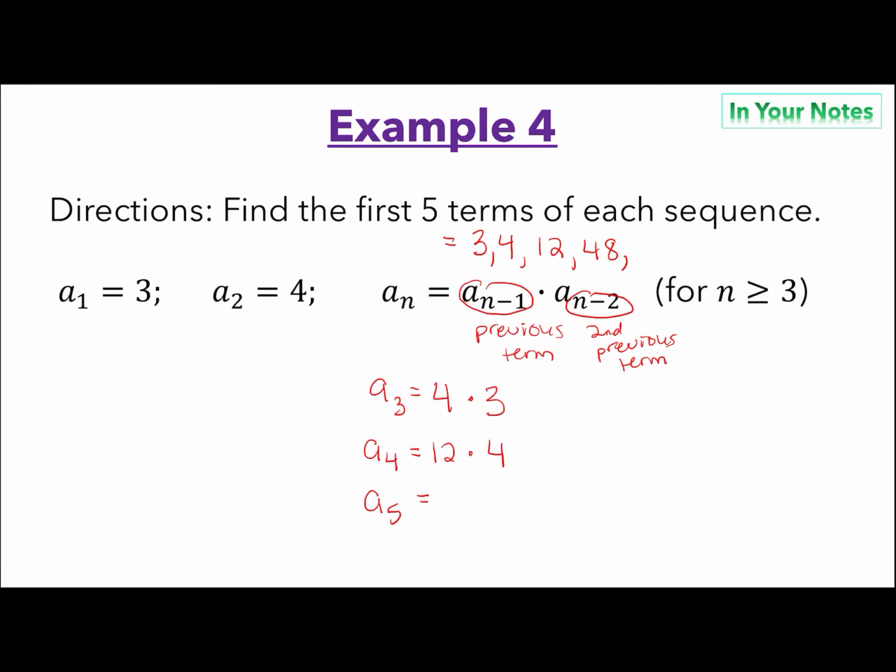And our last one, a sub 5. So this is my previous term times the one before, 48 times 12, which is a big number. 48 times 12 is 576. And there is our first 5 terms.